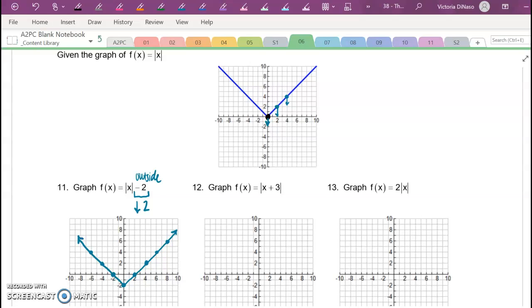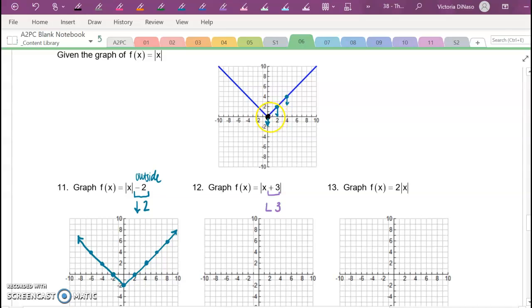In number 12, we have the absolute value of x plus 3, closed absolute value. So notice that this is inside, or it's next to the x, right? So we're looking at that plus 3. That plus 3, that's k, all right? When it's next to or inside with the x, that's when we're moving left and right, and that's when we're thinking the opposite of what we want to do. Because it's plus 3, I'm going to be moving left 3. Plus 3, we're moving left 3.